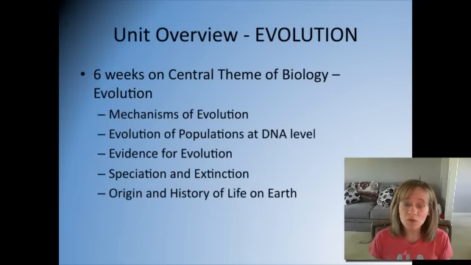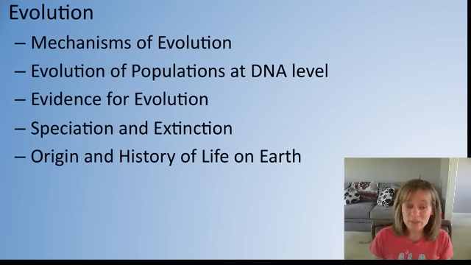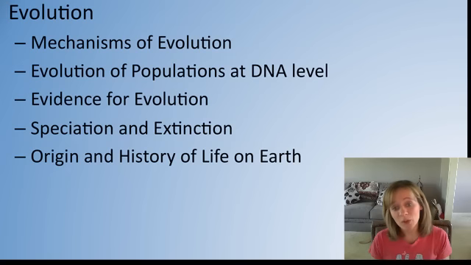So here's the unit overview for the next 6 weeks. We're going to spend it on the central theme of biology, which you spent your summer assignment on, which is evolution. We'll start with mechanisms, and then we'll look at evolution of populations at the DNA level. Then we'll explore all the different sorts of evidence, and there are lots of different pieces of evidence for evolution. We'll look a little bit at speciation, how species come about, how they go extinct, and then how did life begin, the origin and history of life on Earth.